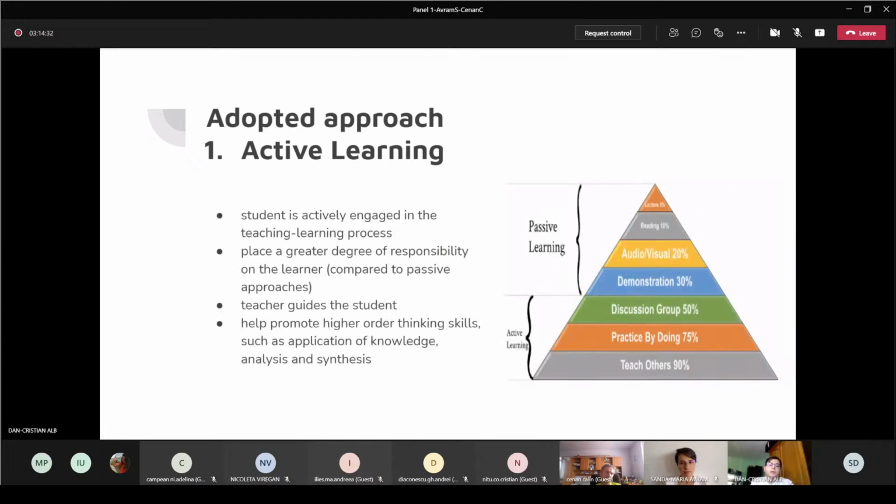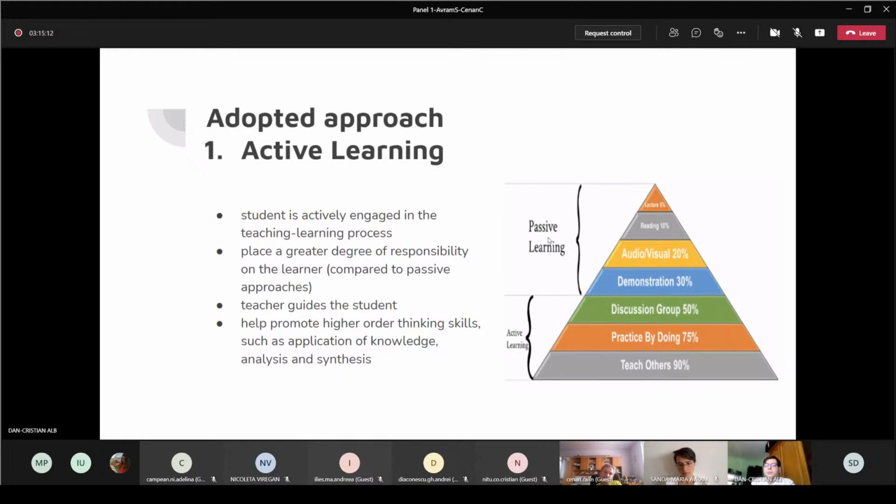And now, how we modeled the teaching learning process. Firstly, we make use of active learning methods. Active learning is basically engaging the student actively in the teaching learning process. With this comes a greater degree of responsibility for the learner, since the learner has to search for information, filter that information, and make the difference whether it's good or bad. However, the teacher is still present and can guide the student when needed. It helps promote higher order thinking skills, such as application of knowledge, analysis, and synthesis.